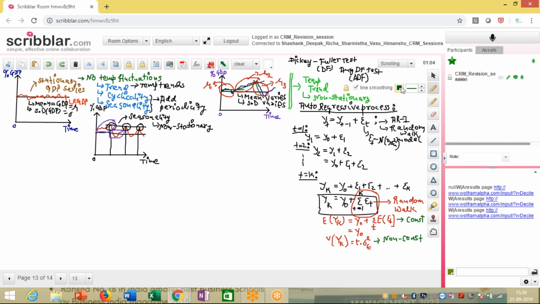Now I may write this series as a very general equation. Let's say this series is written something like this: yt is equal to rho yt minus 1 plus et, where et follows a normal distribution, where et has its conventional specifications, 0 and sigma square.